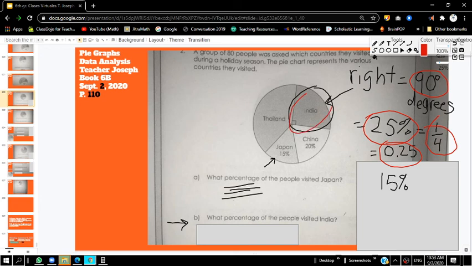They're all represented right here. So let's try to figure out letter B. It says, what percentage of the people visited India? Well, there it is. There's your percent, 25%.